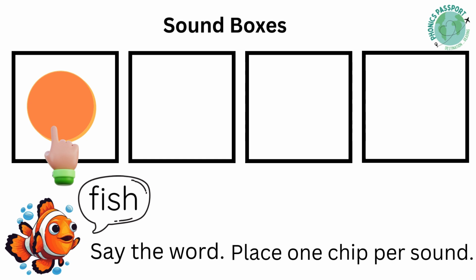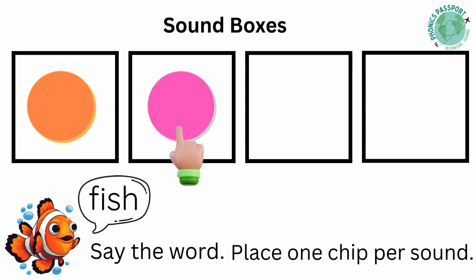What is the first sound we hear in the word fish? Fish. The sound is f. Place 1 chip in the first sound box for the f sound. What is the second sound we hear in the word fish? Fish. The sound is i. Place 1 chip in the second sound box for the i sound. What do we have so far? F, i.